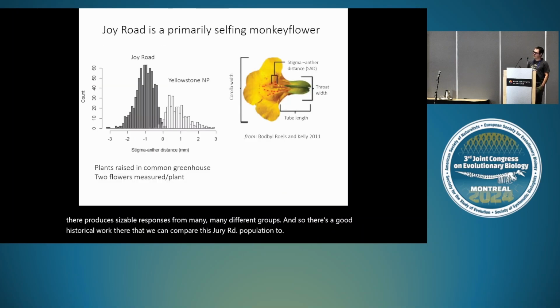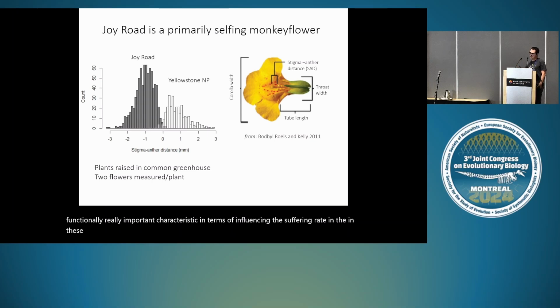Okay, so just to orient you on exactly what we're doing here, on the right is a monkey flower that's opened up, and so you can see the organs. What we're going to be really focusing on here is the distance between the stigma and the anther, because that's the functionally really important characteristic in terms of influencing the selfing rate in these lineages.